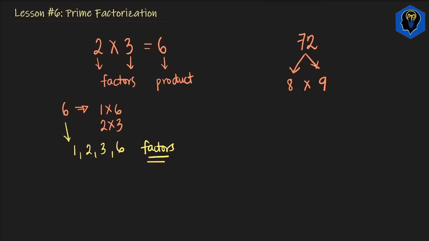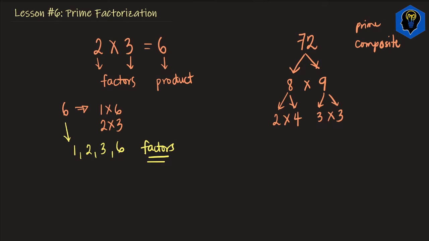8 is not yet a prime number kasi may factors pa siya. 9 is also not a prime number. So, ano nga ang tawag dun sa opposite ng prime? We call them composite numbers. So we have prime and composite numbers. Okay. So since 8 is not yet a prime number, you can further get the factors. So what are the factors of 8? Maybe you will think of 2 times 4. For 9 naman, the factors will be 3 times 3.